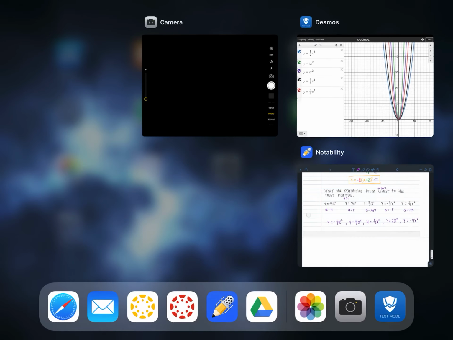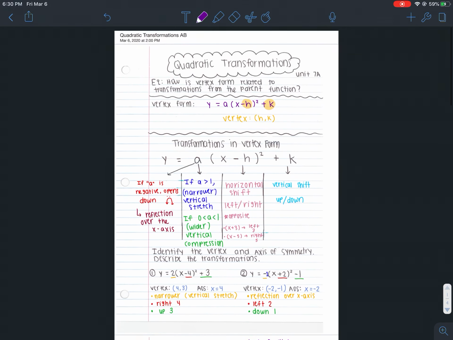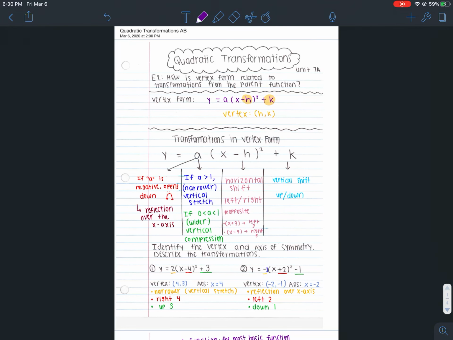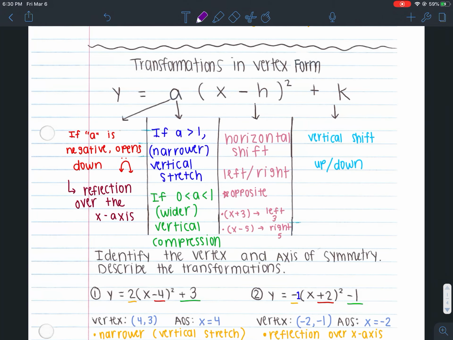So again, negatives have nothing to do with wideness or narrowness. These were a long set of notes. I'm very sorry, but transformations are something that's very visual, and so it can be hard for some people if they're not comfortable with it. So if you have any questions, just please feel free to come in for tutoring.